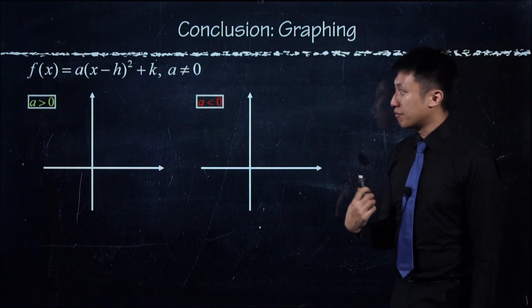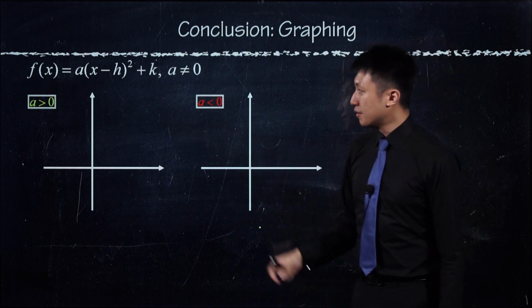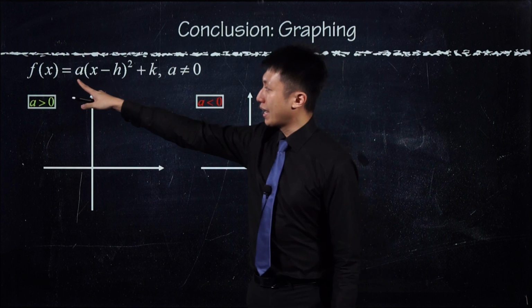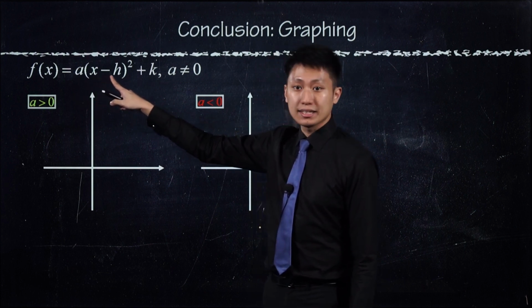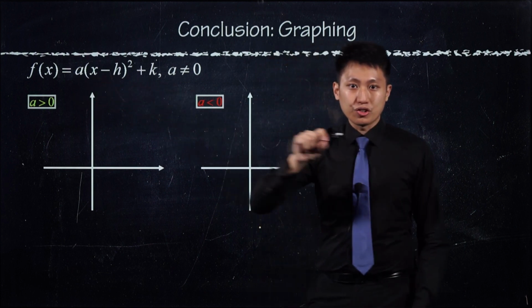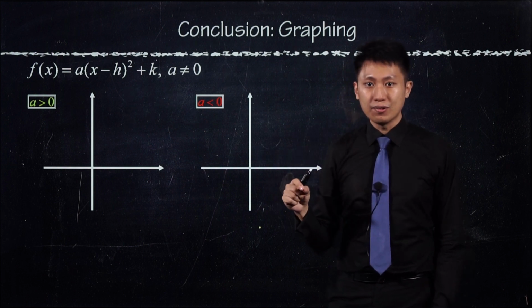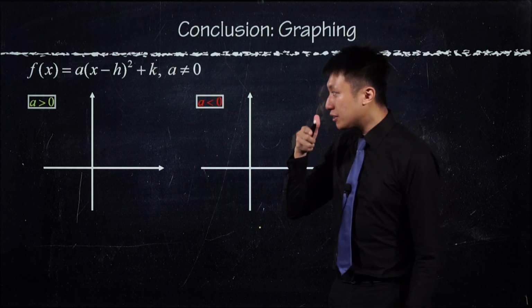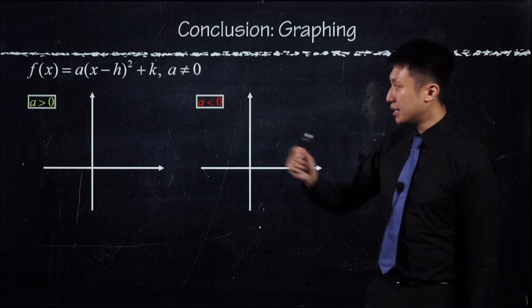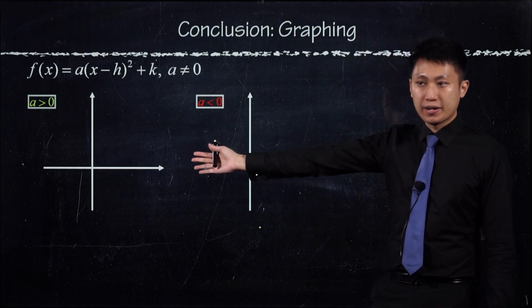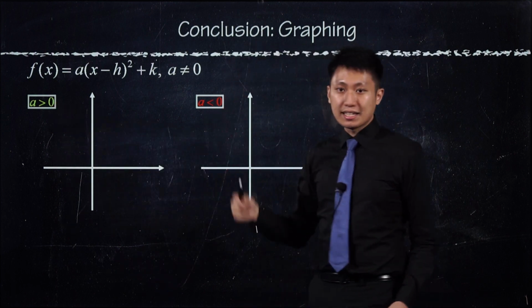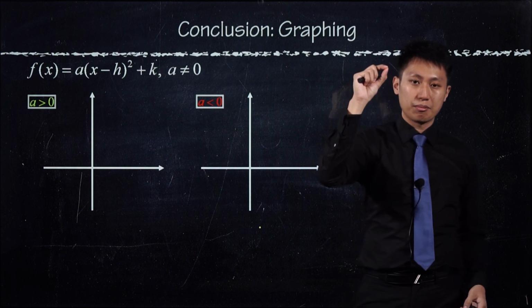Okay, conclusion. For graphing, you have a bigger than 0 and a less than 0, and if you have this kind of thing here, a(x minus h) squared plus k, you shift to h and k as a coordinate. So (h, k) will be your either maximum point or minimum point, right? For a bigger than 0, smiley, minimum point. For a less than 0, sad face, so it's maximum point.